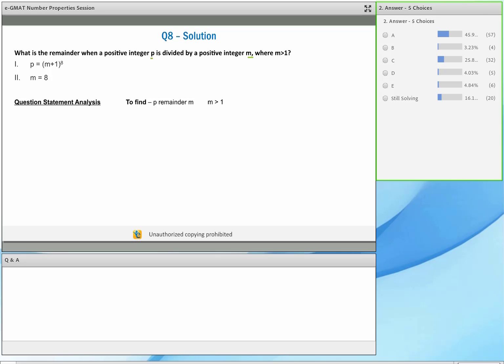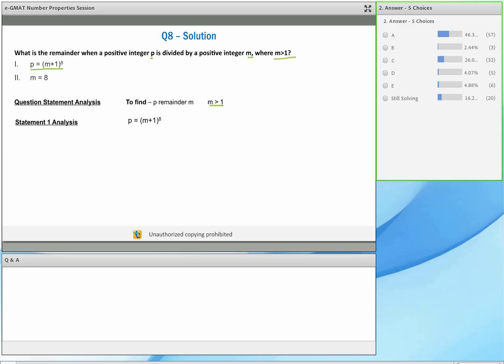So essentially what you have to now do is you need to find the remainder of p divided by m, and you know that m is always greater than 1 here. It's given that m is greater than 1, right? That's what is given to you. Now, what's given to you over here is p in statement number 1. P is given as (m plus 1) raised to the power 8.